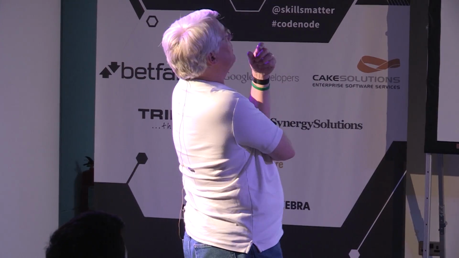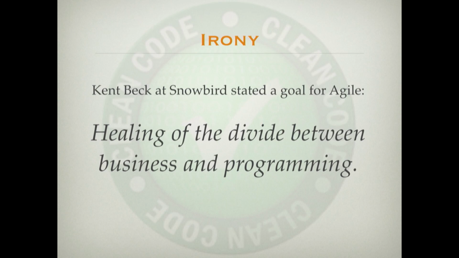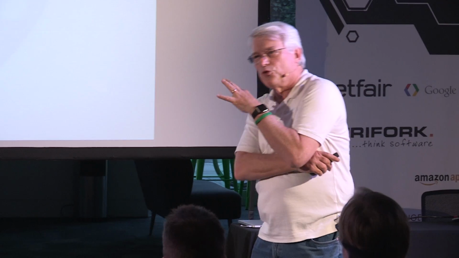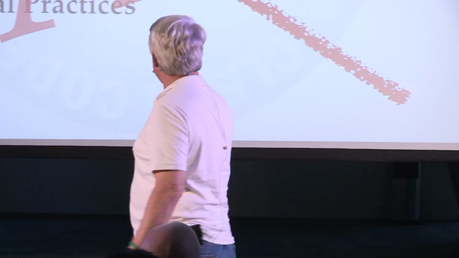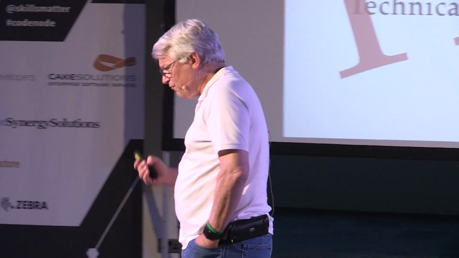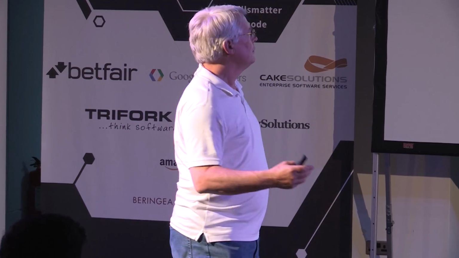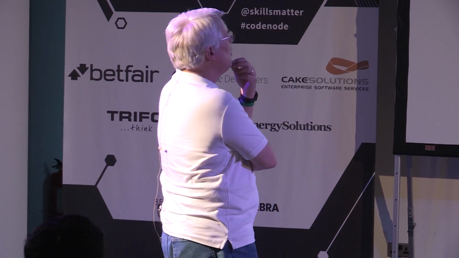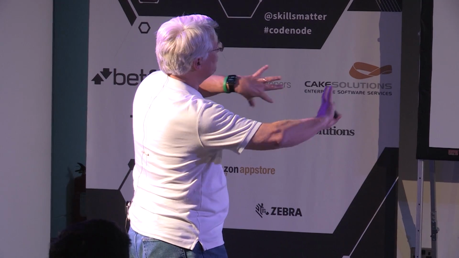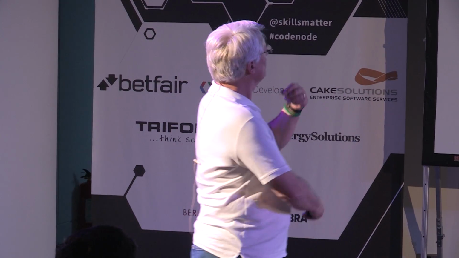And that's ironic, because Kent Beck said something at Snowbird. Perhaps you remember this, James. He said, the goal for Agile was to heal the divide between business and programming. The reason we wanted to do Agile was to bring those two groups together, and I believe that's completely failed, at least from the point of view of the movement. Maybe not in individual offices and individual projects. It may be working fine there, but the movement itself has split.